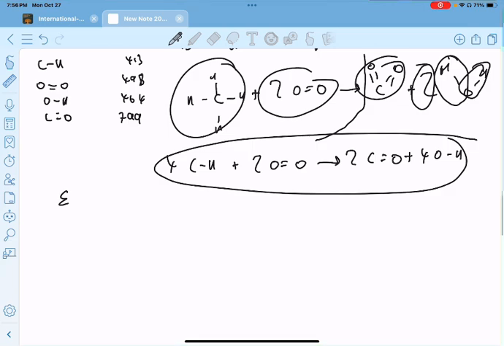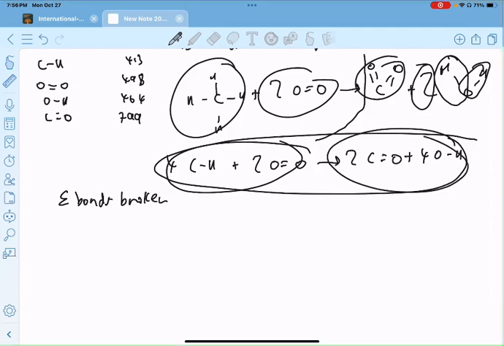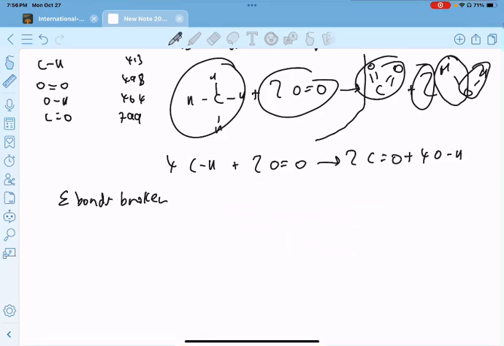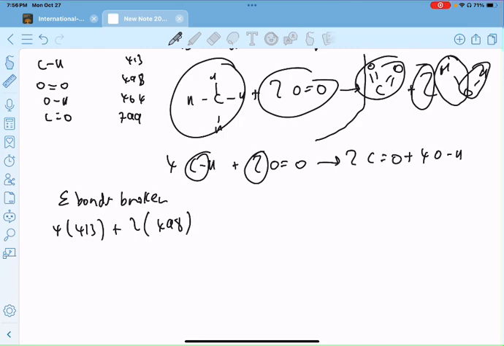So the summation of the bonds broken is on the left side, which is this. This is broken to form these, right? So let's look at this side. Okay, so 4 carbon single bonds is going to be 4 times 413 plus 2 times 498. This is the enthalpy of the bonds broken.